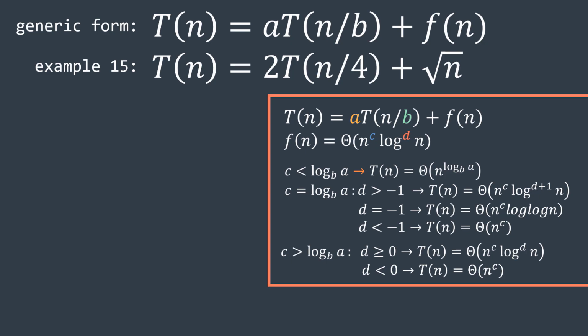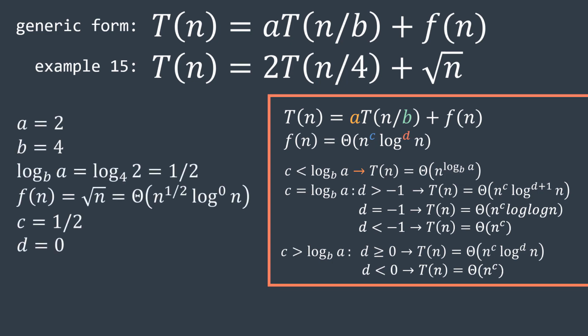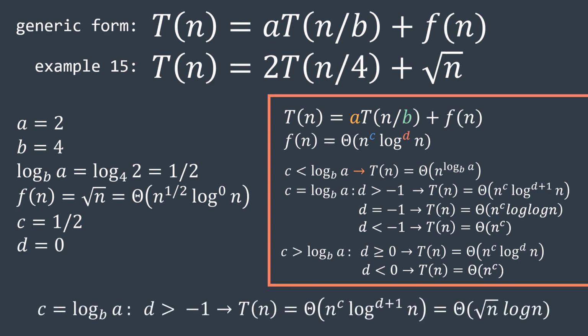Next example, 2T(n/4) + square root of n. Note that in mathematics, square root of n is equal to n^(1/2). Here a is 2, b is 4, log_b(a) is log_4(2), which is 1/2, and c is 1/2. log_b(a) is equal to c, so the time complexity is Theta(square root of n times log n).